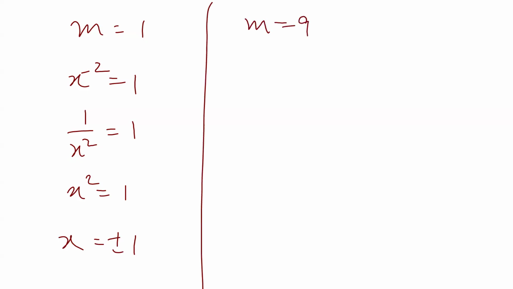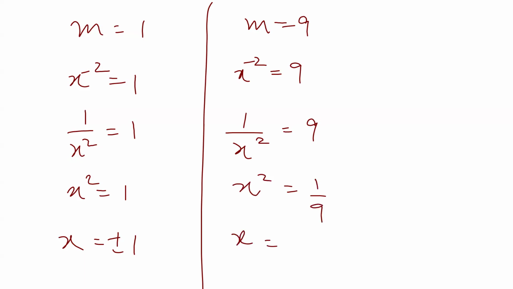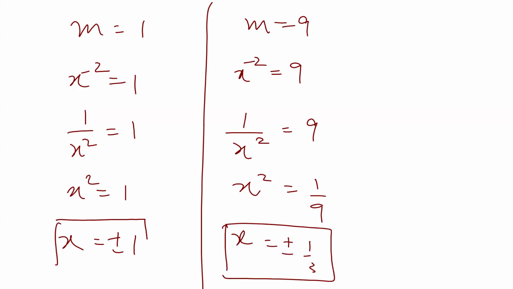M equal to 9, x raised to -2 is equal to 9. 1 upon x square is equal to 9. So x square will be 1 upon 9, taking reciprocals on both the sides. So x is equal to plus minus 1 by 3.